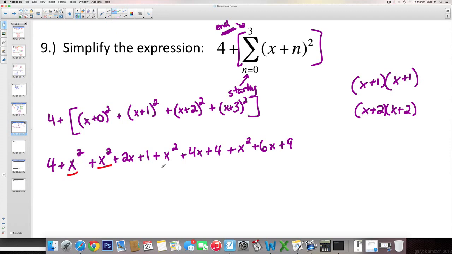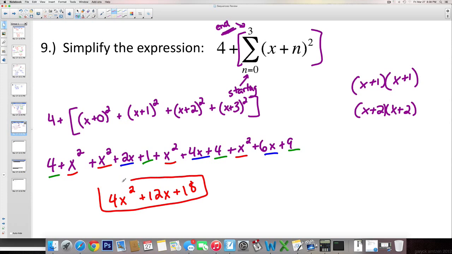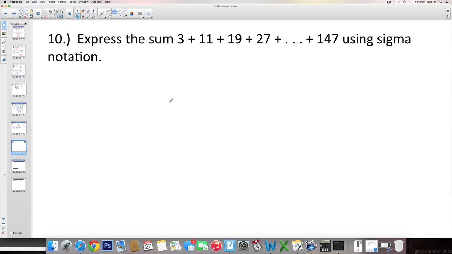And now we want to go ahead and just add like terms. So x squared, x squared, x squared, x squared is 4x squared. 2x, 4x, 6x, that is 12x. And then 4, 1, 4, 9, what is that, 18? Right, 8, 9, yeah, 18. So this is what it would be simplified, so without the sigma notation.